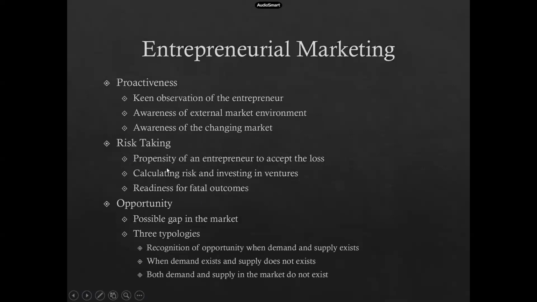Then comes risk-taking. Risk-taking is the propensity of an entrepreneur to accept the loss. You being an entrepreneur, you have to calculate the loss. You have to calculate the risk. What are the risks? Where do you see the maximum risk? How can you mitigate or minimize that risk? How can you go along with the things by avoiding the potential risks?